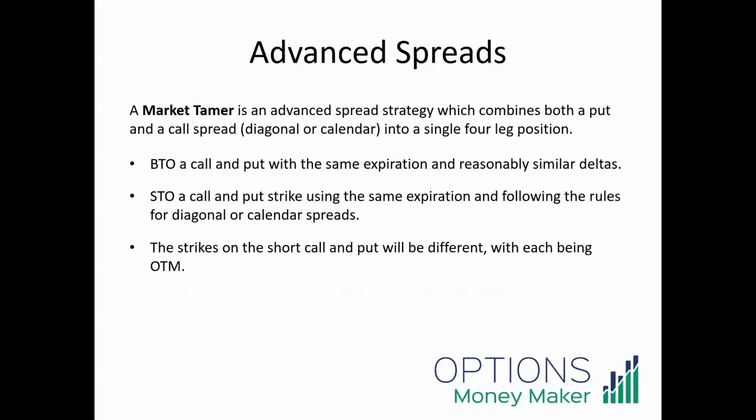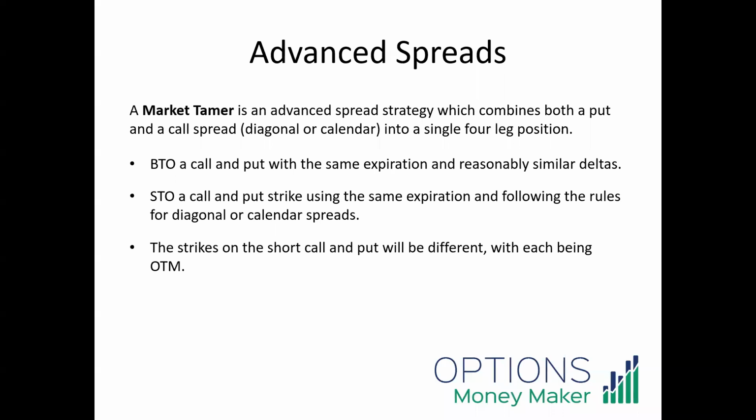So as one example, a market tamer is an advanced spread strategy, and it combines both a put and a call spread. You can use a diagonal or a calendar. We've been recently using calendars in a single four-legged position. And basically, you're buying to open a call and you're buying to open a put. Those have the same expiration, and this is the key, they have reasonably similar delta values. That call and that put have to have reasonably similar deltas.